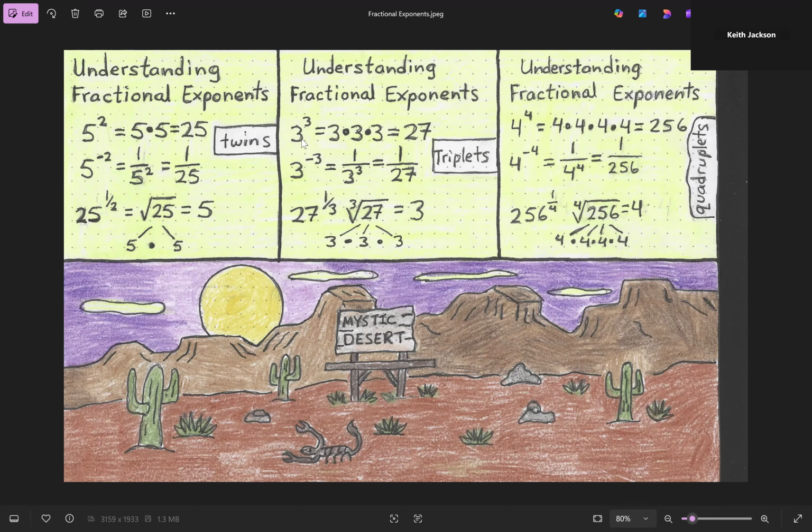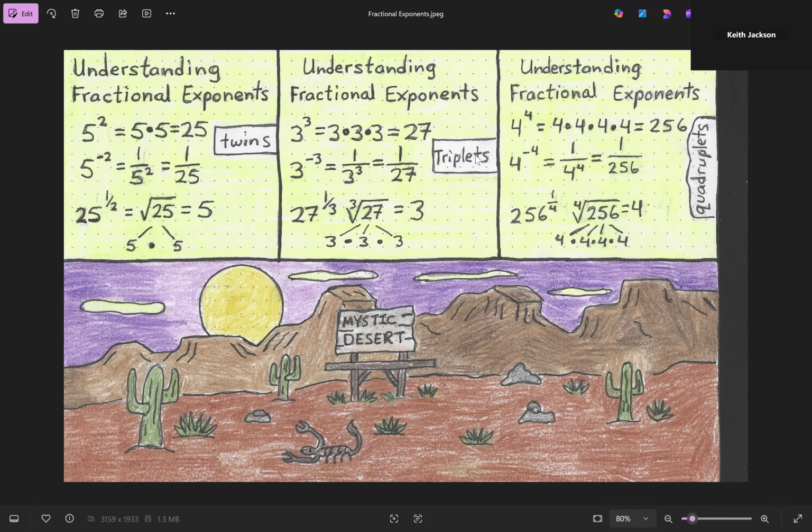And so let's go back up here to 3 raised to the third power, and we know that it is equal to 3 times 3 times 3, which equals 27. And conversely, 3 raised to the negative 3 would be equal to 1 over 3 to the third power, which is equal to 1 over 27. But we could walk it back to 27, and let's raise 27 to the 1/3 power.